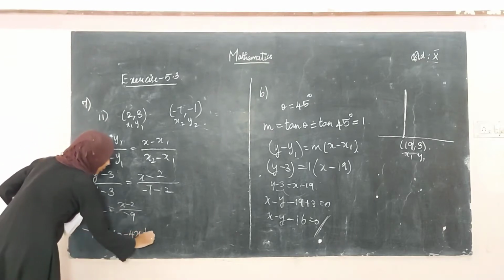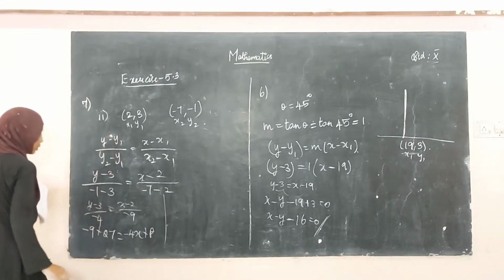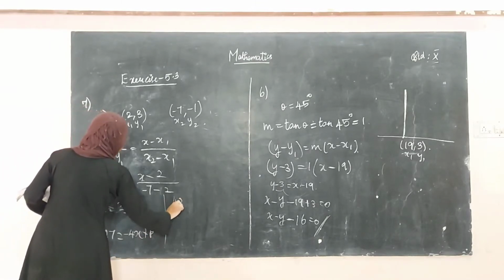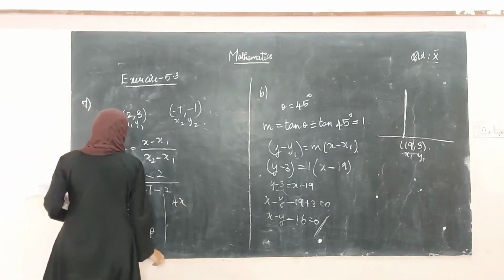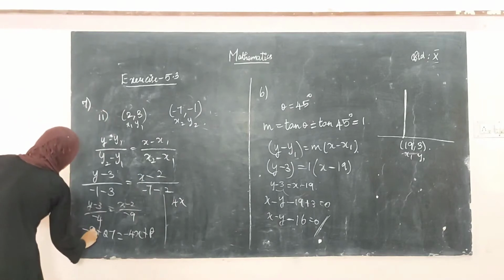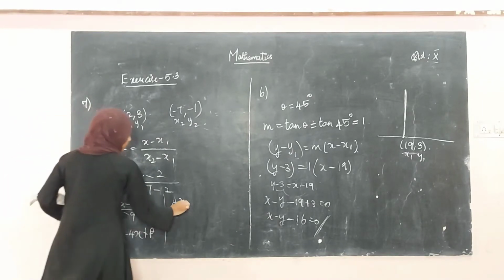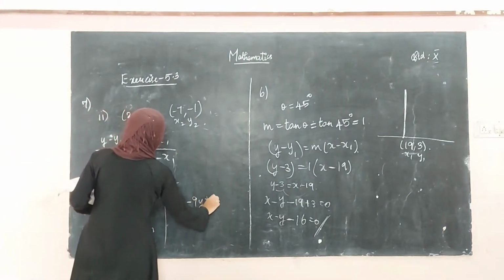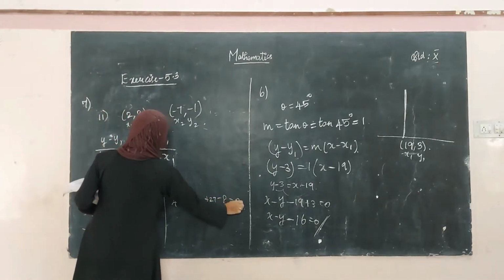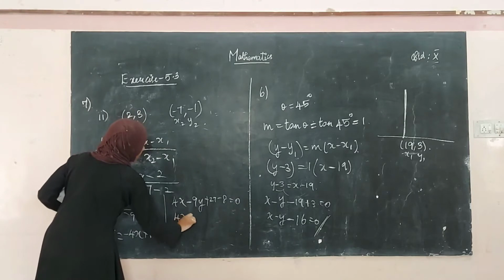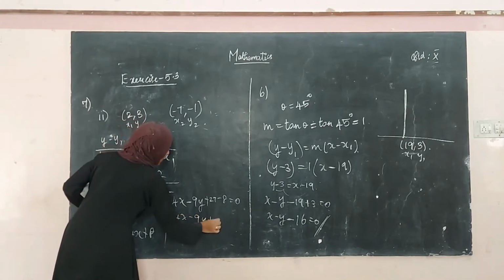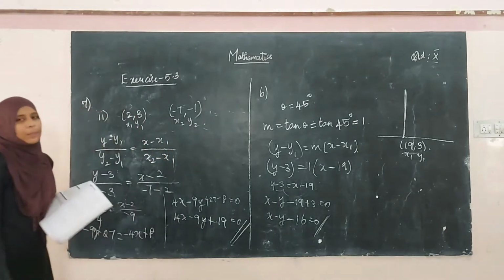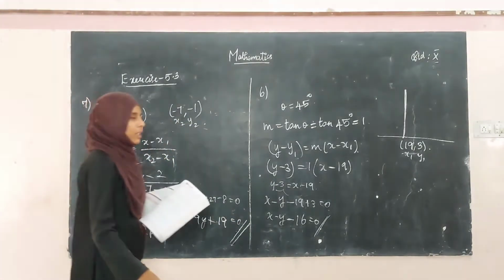Now cross multiply. Minus 9 into minus 3 is plus 27, equal to minus 4x minus 4 into minus 2 is plus 8. Now solve it, bring these two terms to this side. So 4x minus 9y plus 27 minus 8 equals 0. So the answer is 4x minus 9y plus 19 equals 0. So this is the required equation of the straight line.